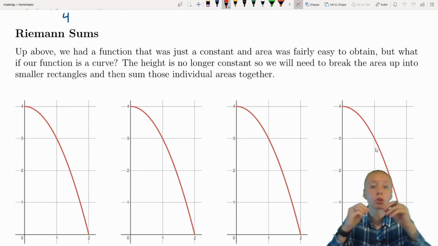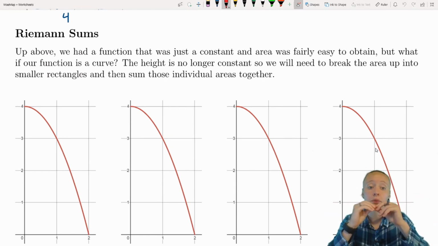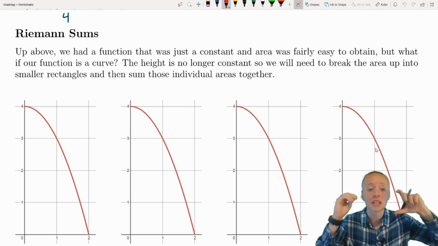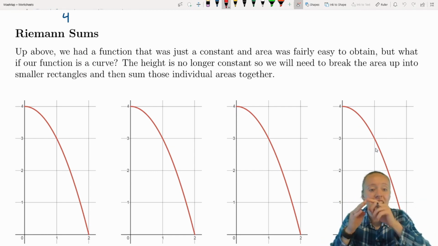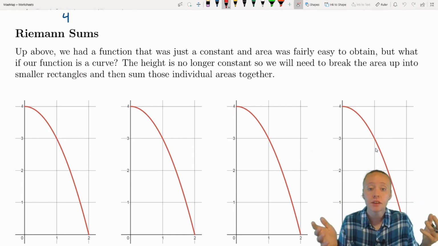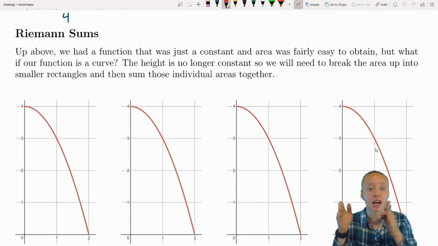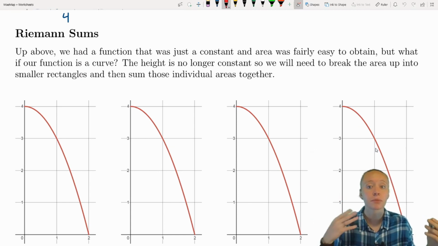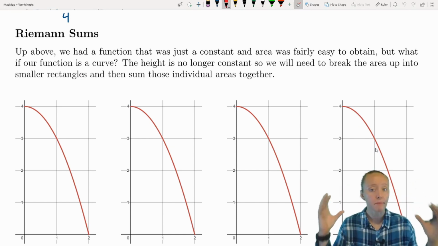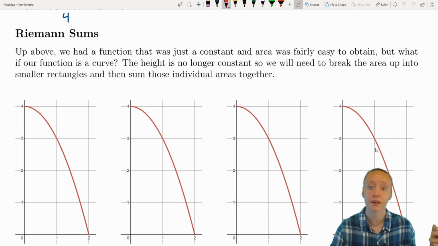The height will no longer be constant, so when we multiply, we're no longer going to be able to do some width times some height, or some length times some height. And since that height is no longer constant, in order to estimate, we're going to break up the area into small rectangles where that height varies. So we have a variable height that we can then use summing those together to calculate the total area.